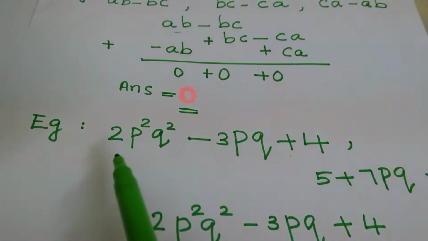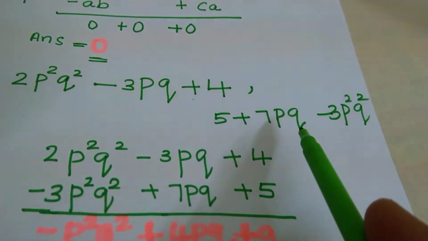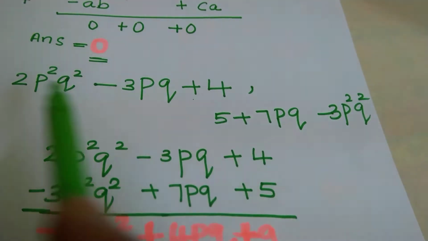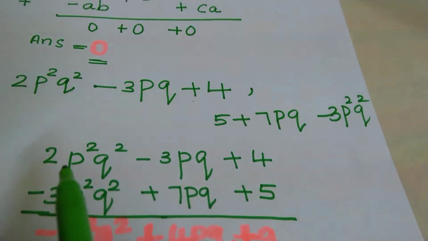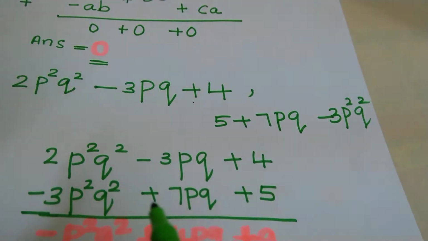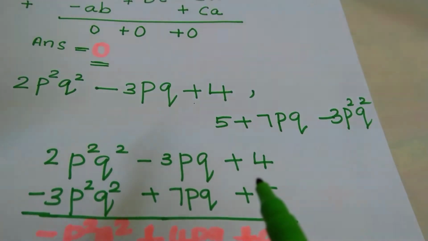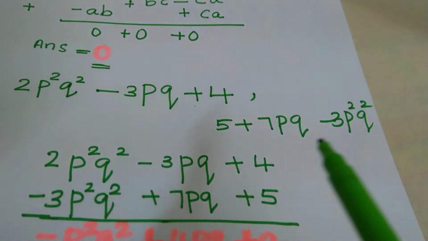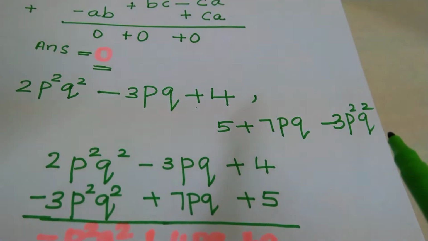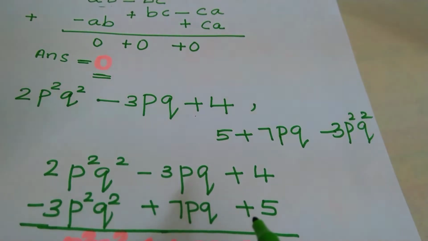Here the first expression is 2p square q square minus 3pq plus 4. The other expression is 5 plus 7pq minus 3p square q square. So we will add this expression and this expression. First we wrote the first expression in a row. Then the second expression we will write under it, keeping the like terms in the same column. We have the numbers here. The number in this expression we will write under this number. So it is plus 5 here.